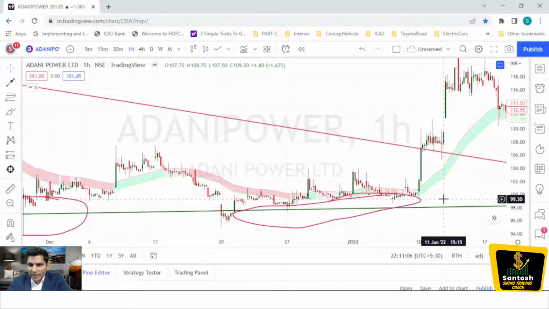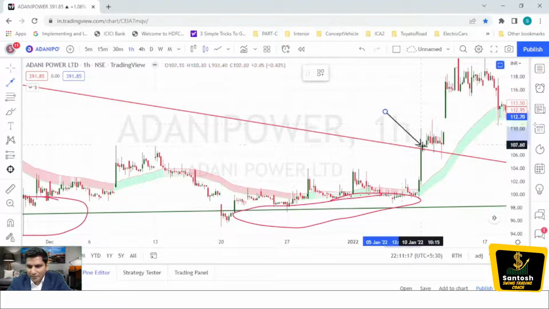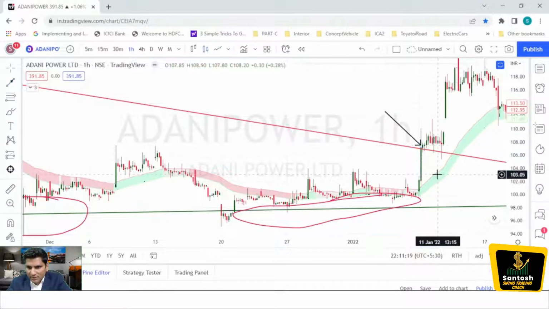So I have taken entry in this candle on 10th January 2022 at 11:15 AM. My entry was here. Let me mark out my entry. My entry was in this candle on 10th January, 11:15 AM. I took the entry on this candle.